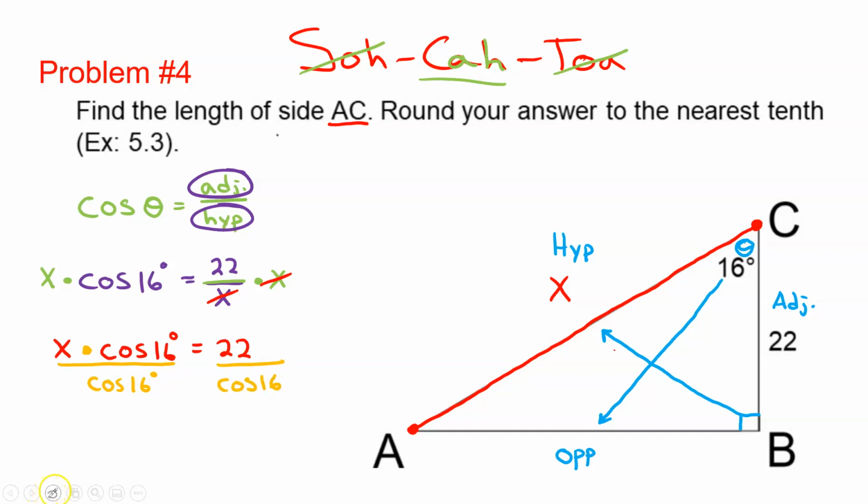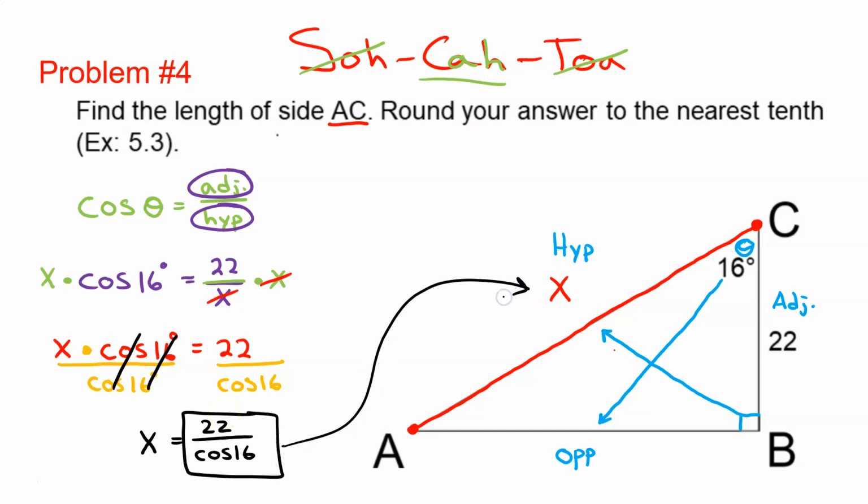What ends up happening is cosine of 16 cancels out, and we just bring down our x is equal to 22 divided by cosine of 16. If I can correctly plug that into my calculator, that should give me the length of this hypotenuse, which is what I was trying to find, the distance from A to C. So let's see what that is going to give us.